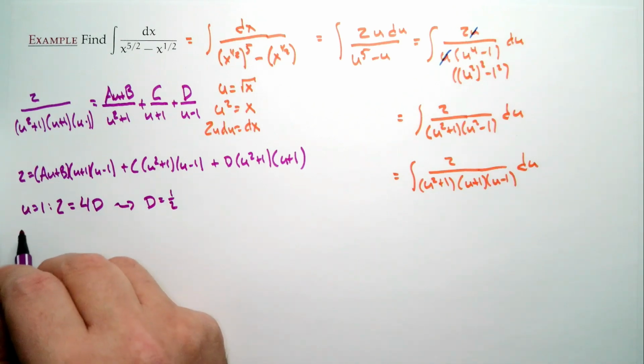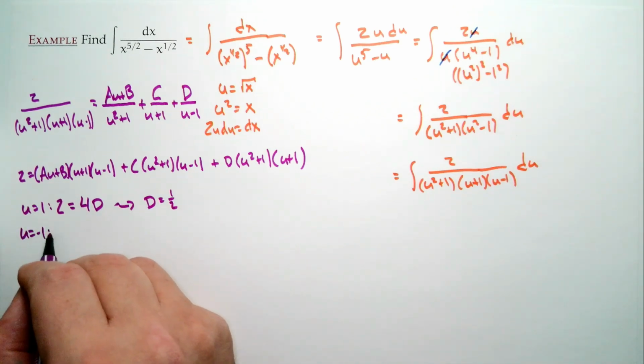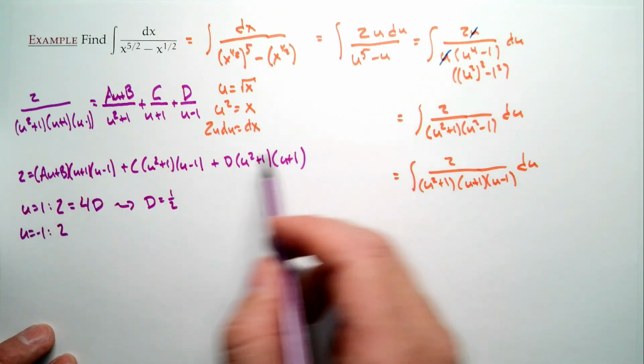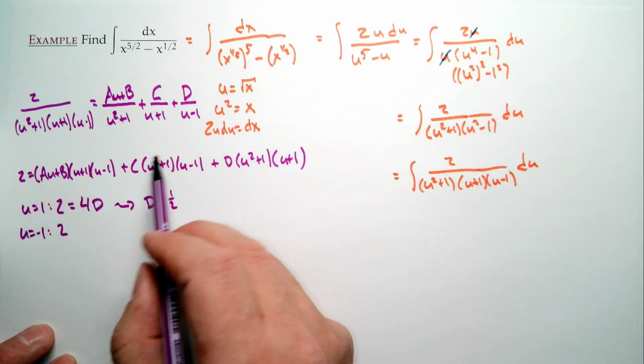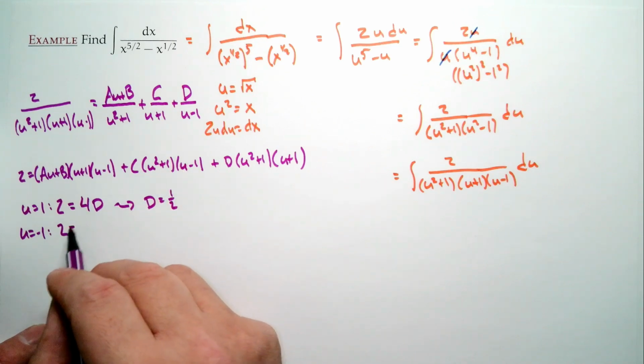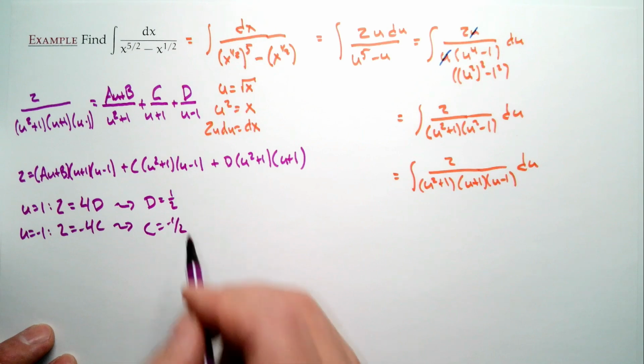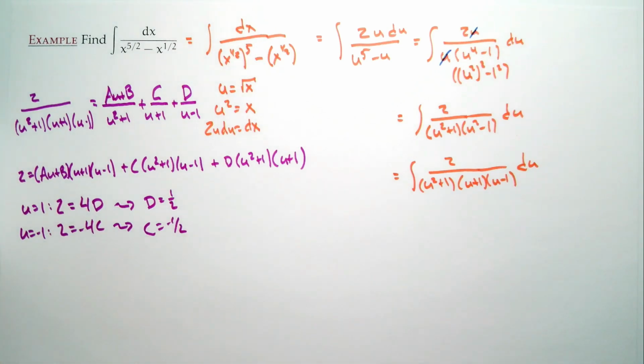Negative 1. If you plug in negative 1, the left-hand side is still 2, the first term goes away, the last term goes away, and the middle term is going to become 2 times minus 2. So that's negative 4c, so c is minus a half. Are there any other good choices?